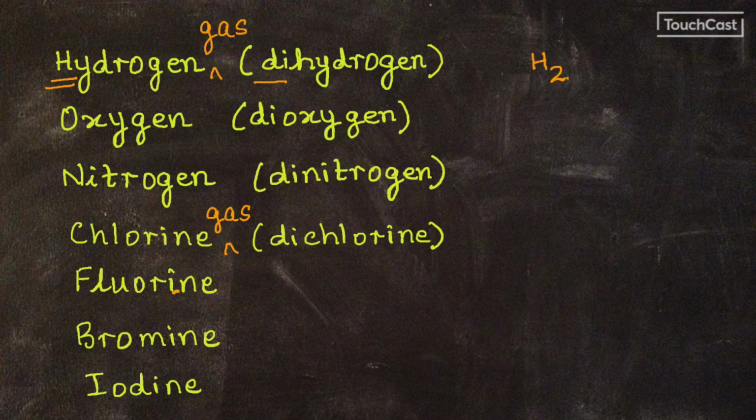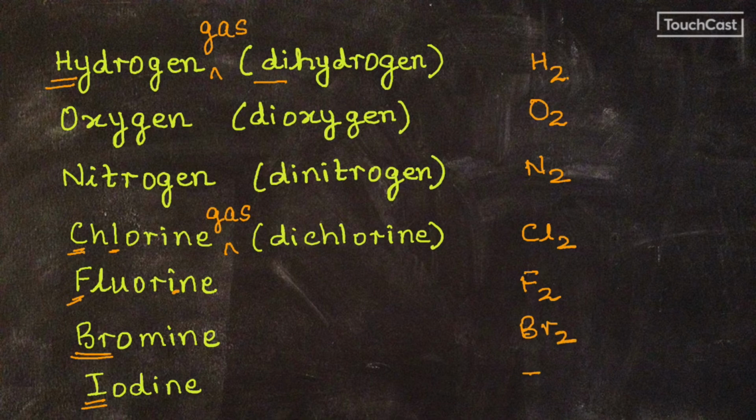If you know the symbols, yes, F, remember, from the first alphabet. Br from the first two alphabets. I from the first alphabet. For chlorine, we don't say 'chlorine' with an H sound, right? So the H is silent. So C and an L, remember? So what do we have over here? O and a 2, N and a 2, Cl2, F2, Br2, I2.